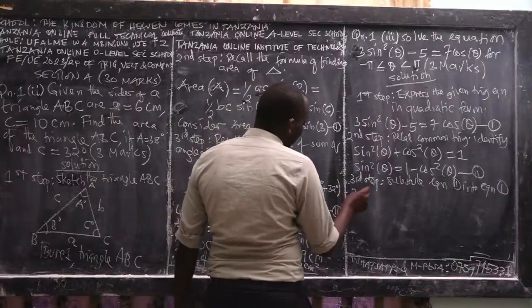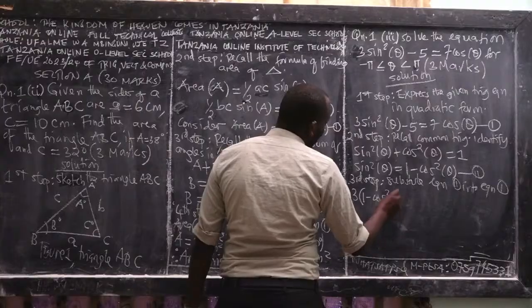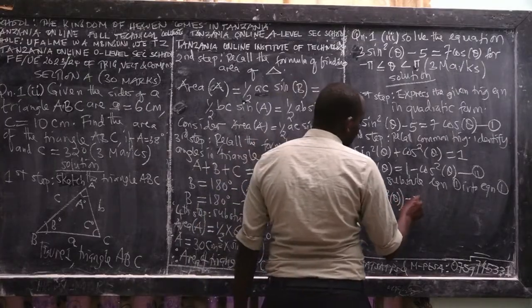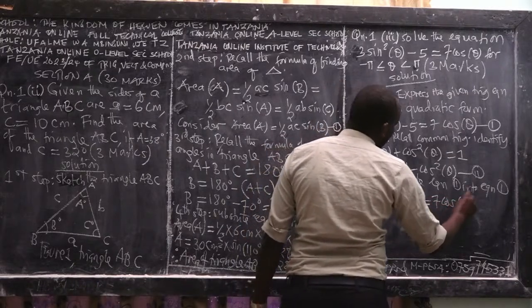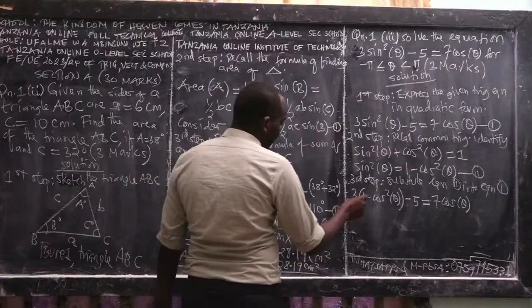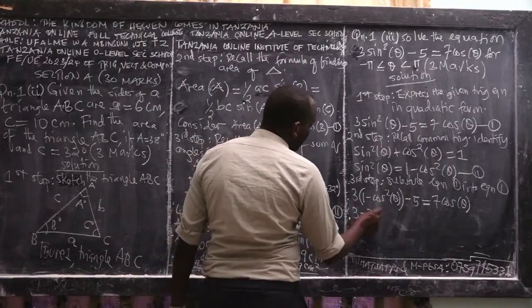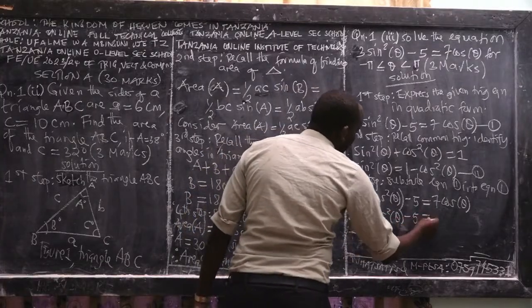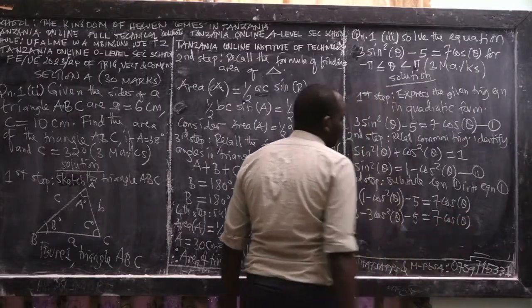So we are going to have 3, open bracket, 1 minus cos square theta, minus 5. This is equal to 7 cosine of angle theta. Open the bracket, 3 times 1, you get 3. 3 times cos square theta, you get 3 cos square theta, minus 5. This is equal to 7 cos of angle theta.